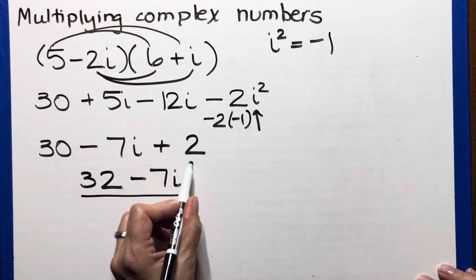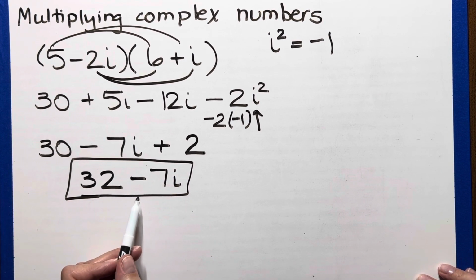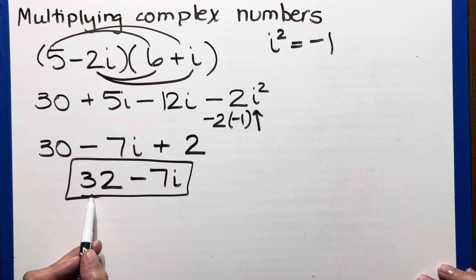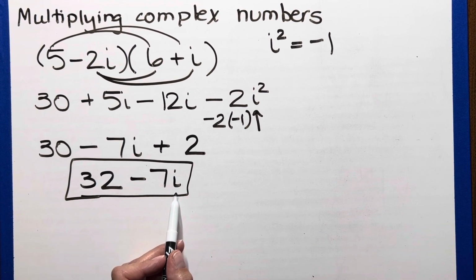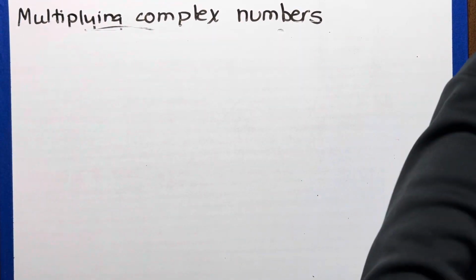So in this case, my solution, when I multiply this, is another complex number. Remember that we're going to put the real part first and the imaginary part second. Let's try one more multiplication problem with complex numbers.